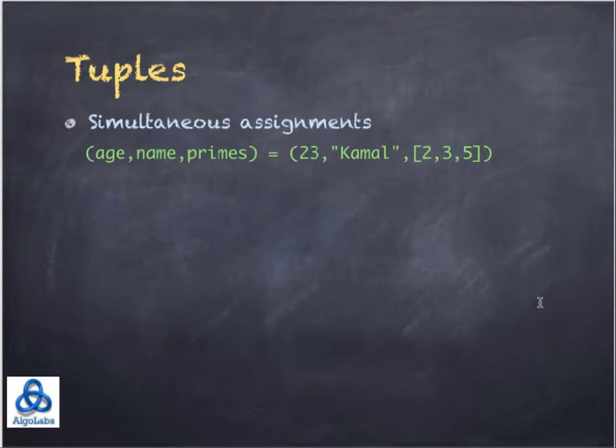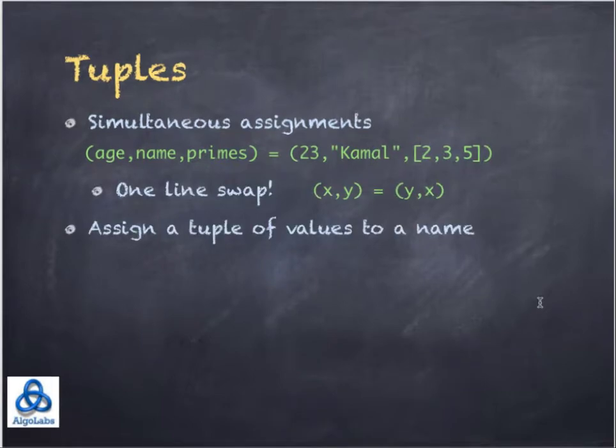Another kind of sequence that is sometimes useful is a tuple. A tuple is written with round brackets and it's very often used for simultaneous assignments. So we can take 3 names and assign them 3 corresponding values like this in one assignment statement. Here age takes the value 23, name takes the string Kamal, and primes takes the list 2, 3, 5. In particular, this also allows us to do an exchange of values without using a temporary variable, which is often used in other programming languages. So here x and y are simultaneously reassigned the old values of y and x. There is no order, so we don't destroy a value accidentally.